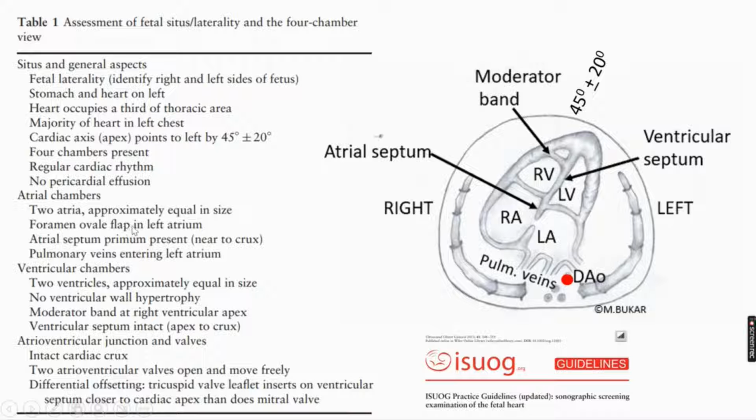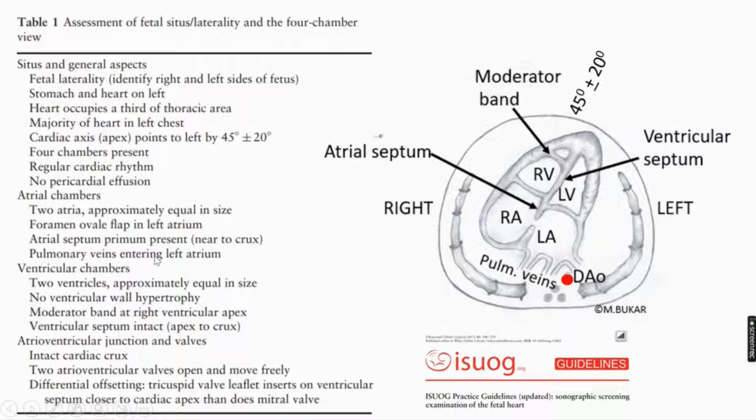Foramen ovale flap in left atrium. This is better seen in real time. Atrial septum primum present near the crux. We shall see the definition of the crux in the next slide.